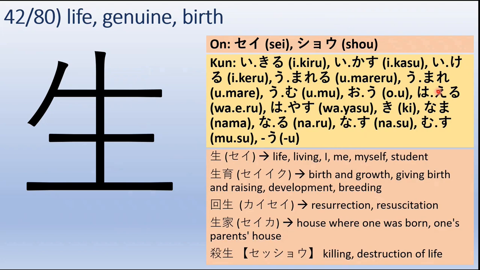We have sei, which means life, living, I, me, myself, or even student. Then we have seiiku. Seiiku means birth and growth, giving birth and raising, development or breeding. Then we have kaisei, which means resurrection or resuscitation. Then we have seika, which means house where one was born or one's parents' house. Then we have sessho. Sessho means killing or destruction of life.